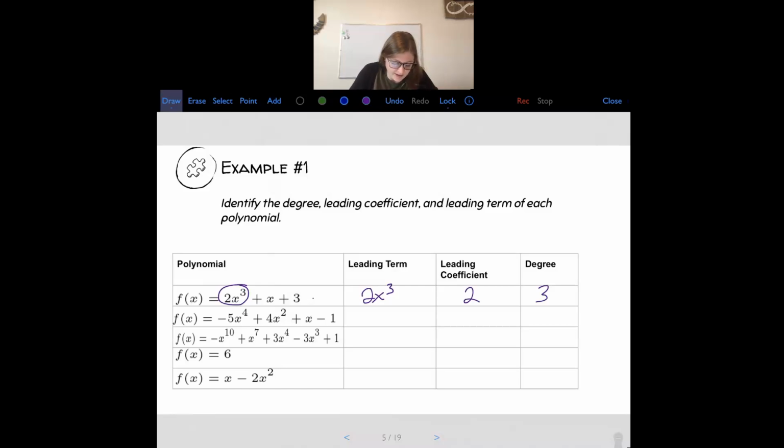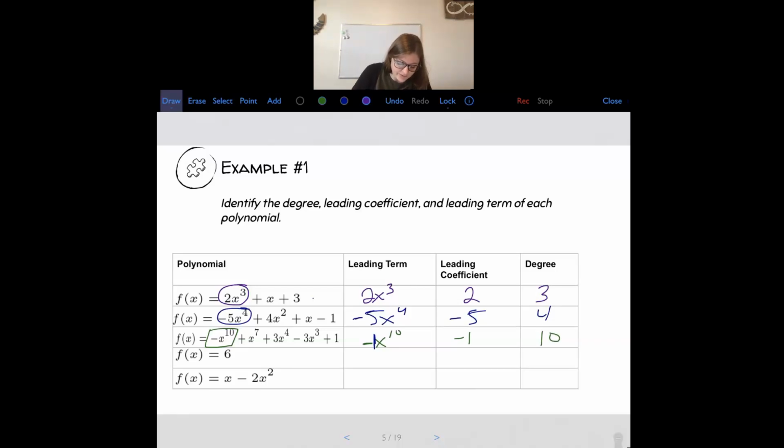For the second one, we have f of x is equal to negative 5x to the fourth plus 4x squared plus x minus 1. So here is our leading term, and we do need to include the negative. The leading coefficient is negative 5, and then our degree is the number of the exponent, which is 4. For f of x equals negative x to the 10th plus x to the 7th plus 3x to the 4th minus 3x cubed plus 1, powers are written in descending order, which means that this first term is our leading term. For our leading coefficient, notice there's no number here, but you can assume it to be negative 1. And our degree is 10.